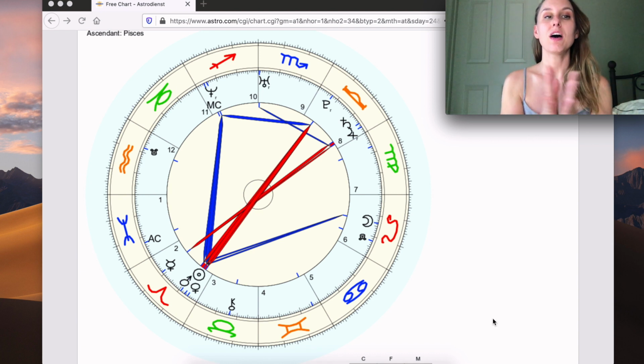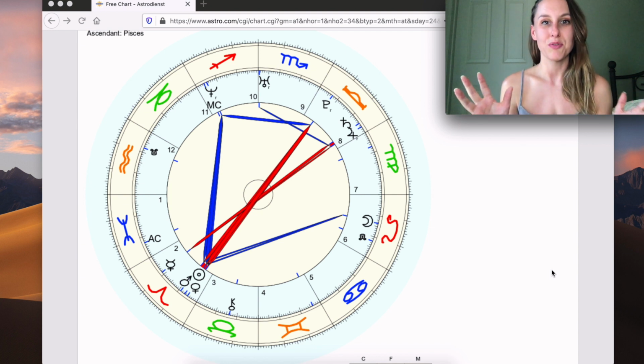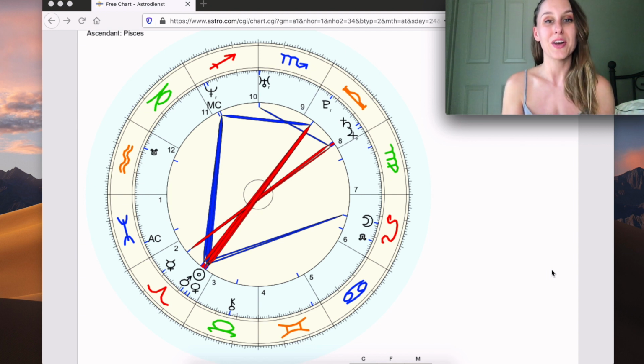So you can think of the planets like actors. The sign that the planet is in represents the character that that actor is playing, let's say in a movie. So the sign that a planet is in is describing how it is expressed. Then you have the houses. So the houses describe the setting of the movie. They are where that planet's energy is going to express itself in your life. So each house represents a different life area.